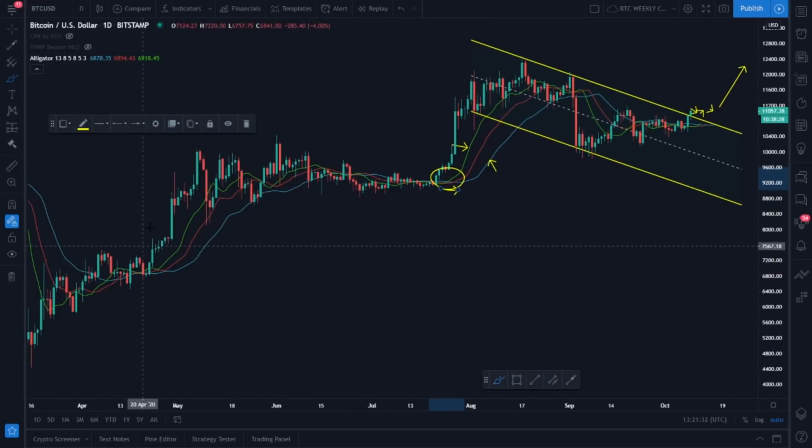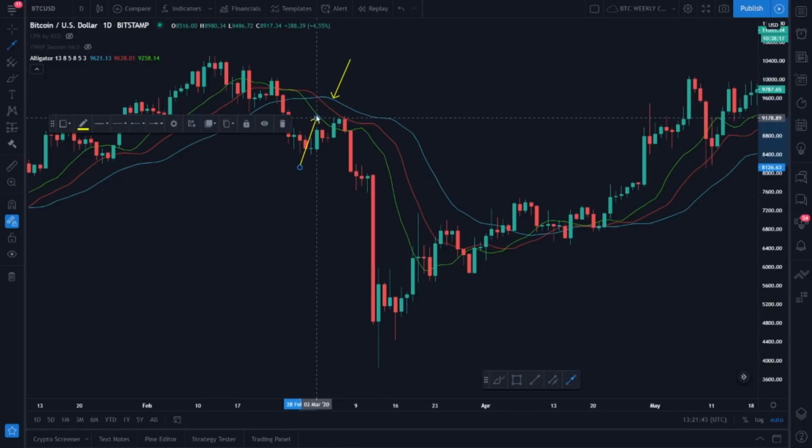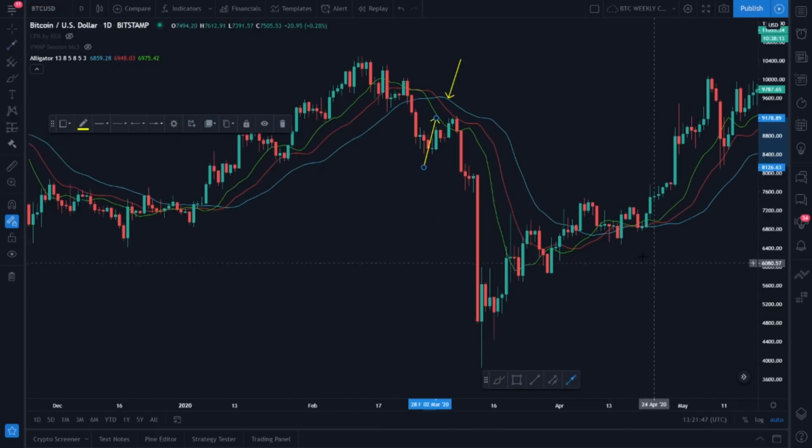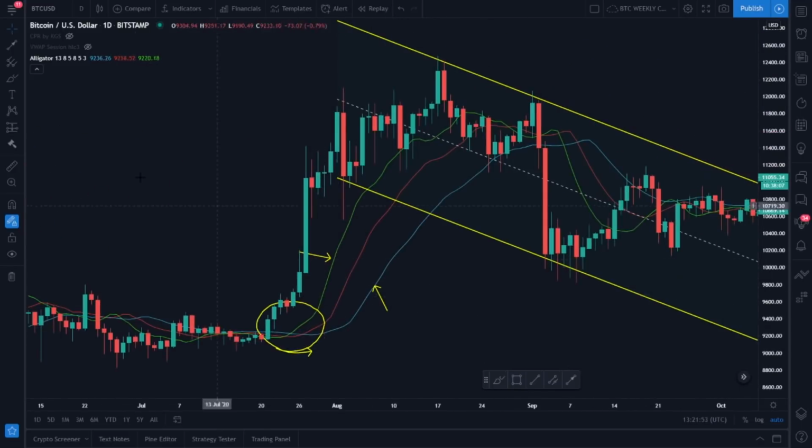The opposite is very simple, guys. If you see the blue line at the top, I mean the blue line crossing over the red line and the green line, here for example, now you can see the blue line is at the top and the green line is at the bottom. This crossover indicates the trend is very bearish. And you can see here, when we had this bearish and bullish crossover, it had a really nice pump.